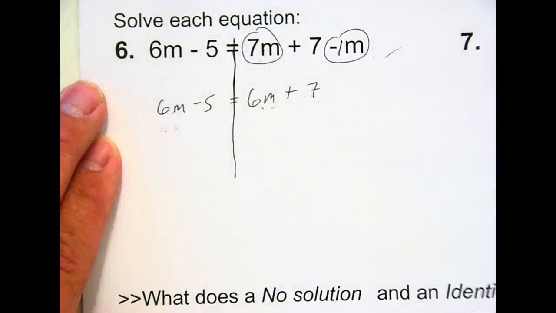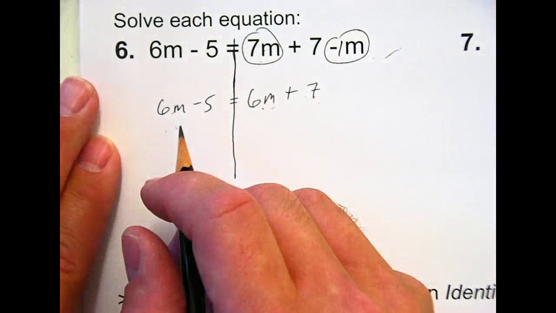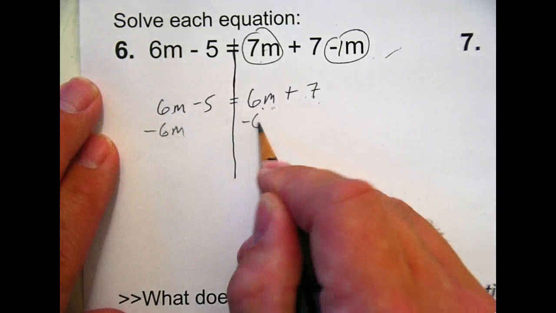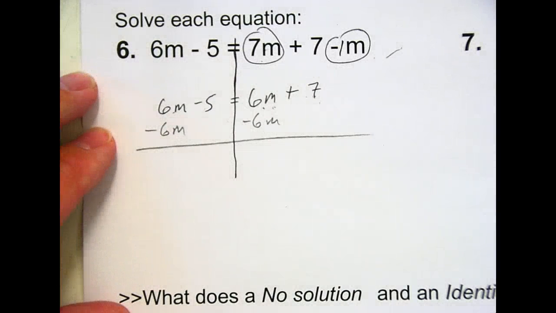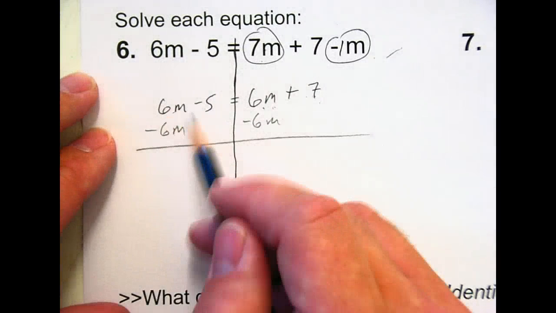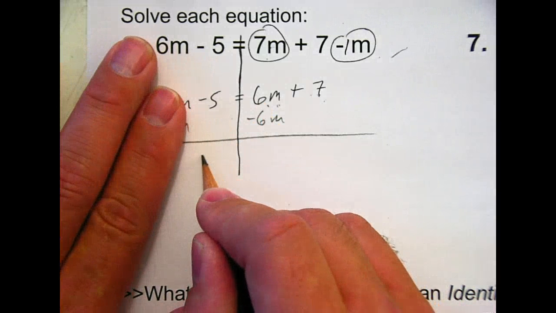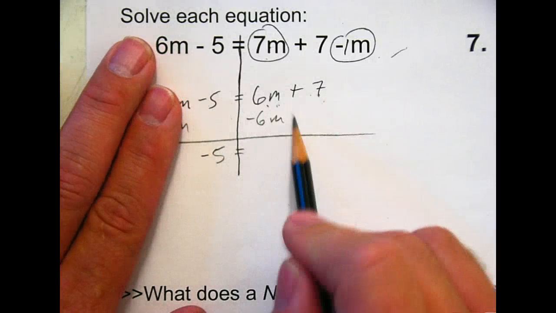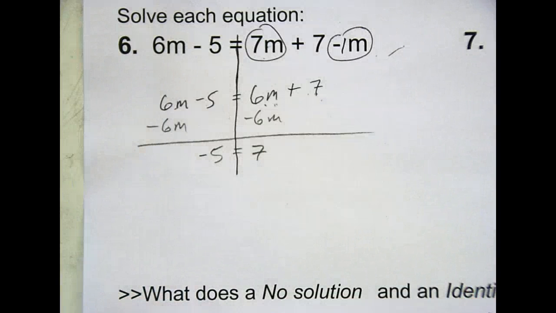And if you don't recognize that, well, what's the next step? Minus 6. If I take away 6 m's on both sides, what happens? You get 0m here, which is just 0, so that's gone. I'm left with what? Negative 5 equals 0m equals 7. When does negative 5 equal 7?